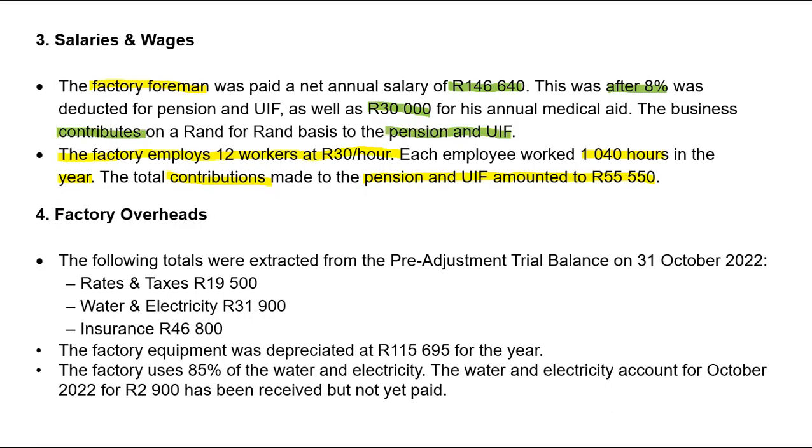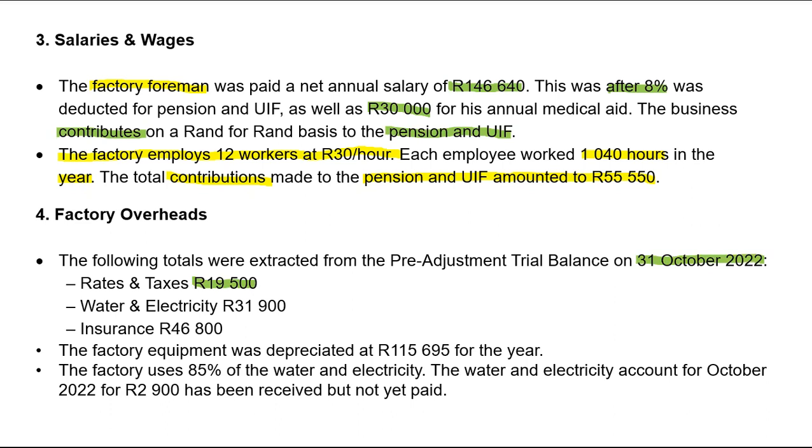Then for factory overheads, they spoke about rates and taxes. I'm going to read. If we need to adjust it, please also highlight the date, because this is the end of the financial year. So any expenses must be incurred between the 1st of November 2021 and the 31st of October 2022. Anything that falls outside, we need to subtract it. Anything that is supposed to be inside the financial year and it's not there, we need to add it.